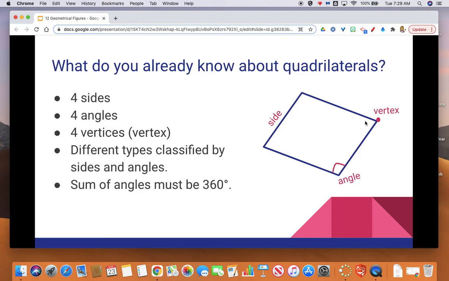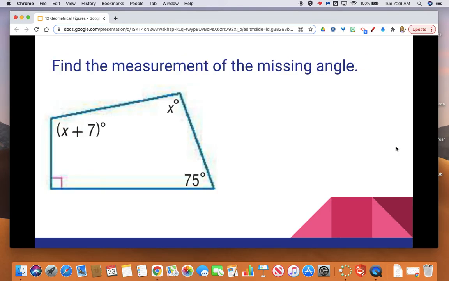Since we know that all the angles add up to equal 360, we can find missing angle measurements by using that knowledge. So let's take a look at this quadrilateral. We see that we have one angle measurement that's 75 degrees, one marked as x degrees, so that's an unknown, one marked as x plus 7, and then a box here which indicates 90 degrees. So what we can do is add all of these up and set them equal to 360. From there we can combine like terms.